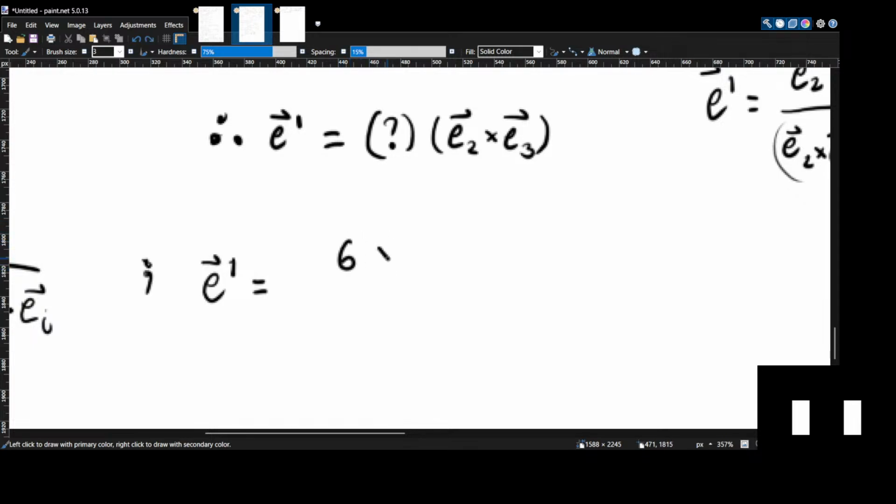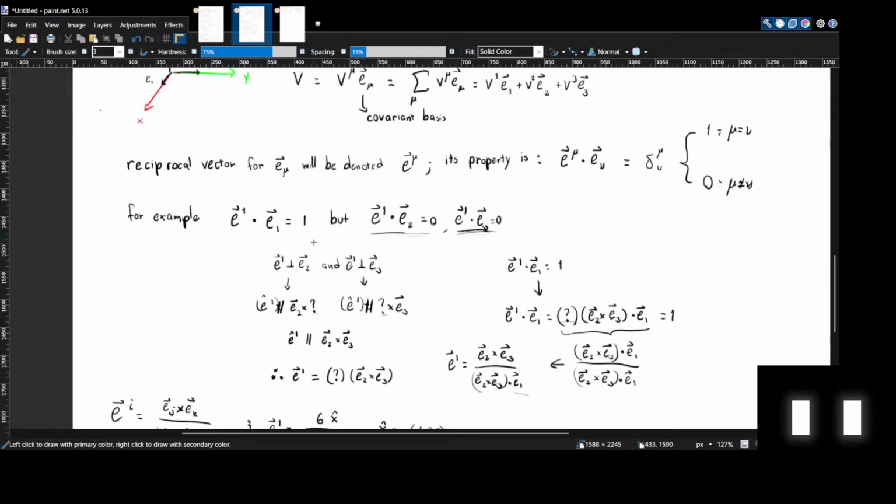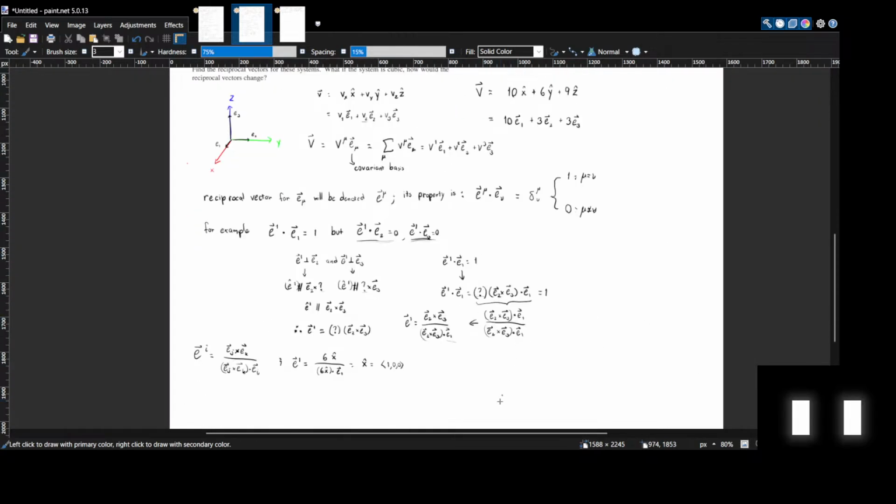Well, in the X direction. And then divided by 6, 6x dotted with E1, which is going to be equal to, this down here is going to be 6. Up here is going to be 6, so it's going to be equal to just x. Which means the reciprocal vector for E1 is just 1, 0, 0, which just happens to be equal to normal E1. But this is not always going to be the case.